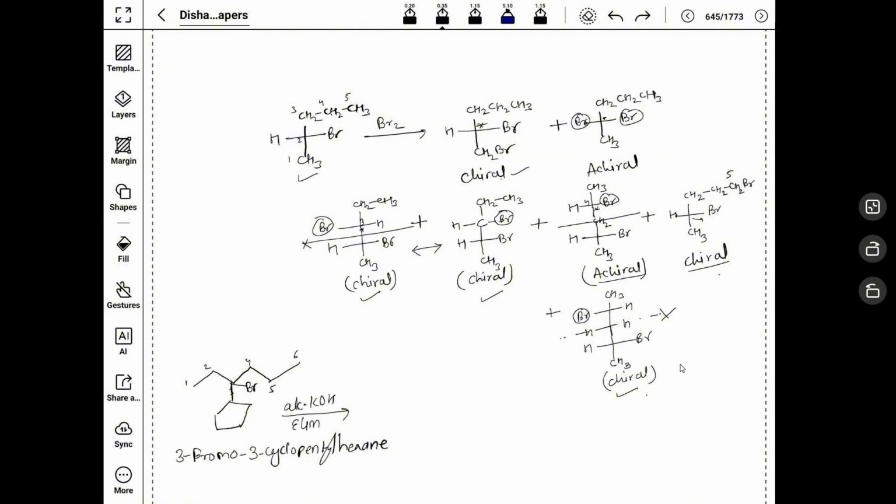So we have to see how many beta hydrogens are there. One beta hydrogen is here, one beta hydrogen is there, let's call it H2, this one H4, and let's call this one 3. So when you remove hydrogen 2, then you will get this product 1 2 3 4 5 6.